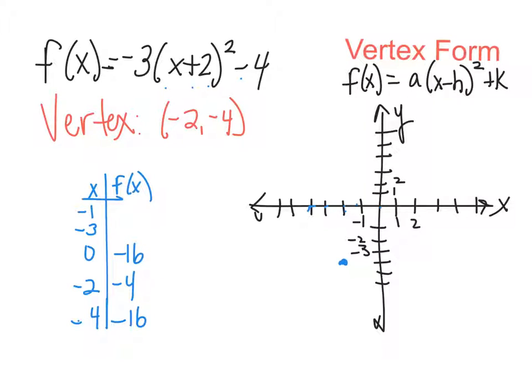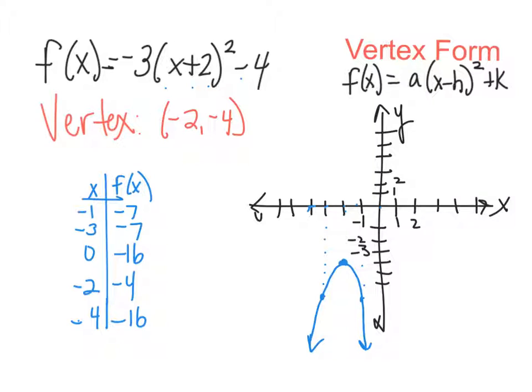So if I plug in negative 1, let's see, negative 1 plus 2 is 1. 1 squared is 1 times negative 3 is negative 3. Minus 4 is negative 7. So we know these are both going to give us negative 7 since it's symmetrical. Obviously, your graph will be way more accurate than mine. And it's going to look like that.